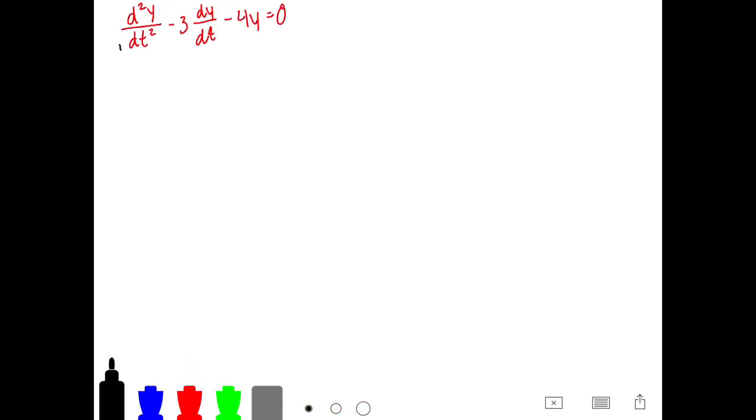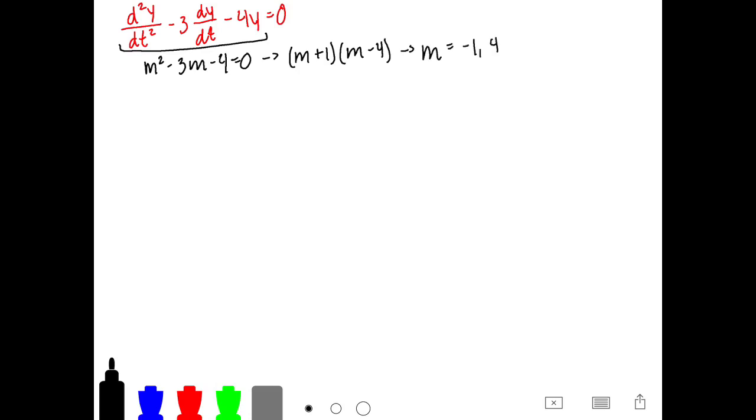Again, we'll start by solving for just the left side only, because for the other side we have 0, so you don't have to worry about that side. And then we have m squared minus 3m minus 4 equals 0. Now you're going to factor that out, and you get m plus 1 and m minus 4. And then we set those equal to 0, you get m equals -1 and m equals +4.